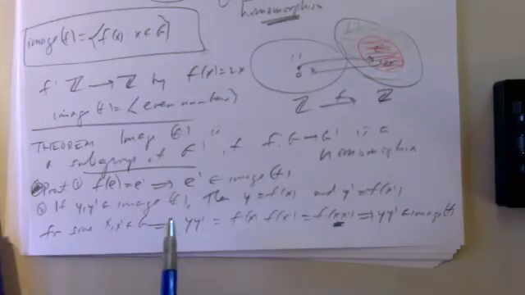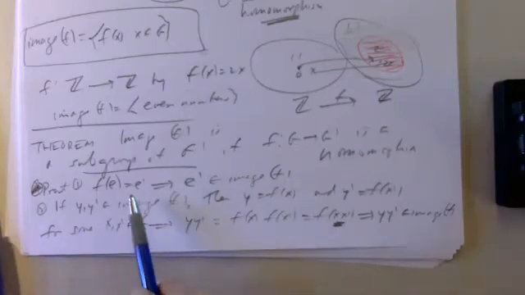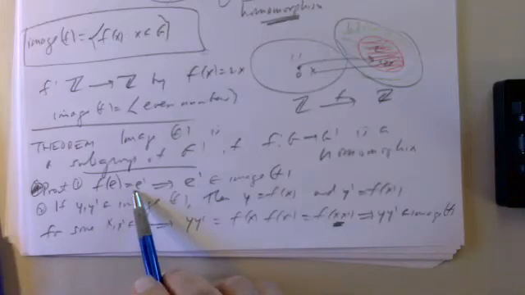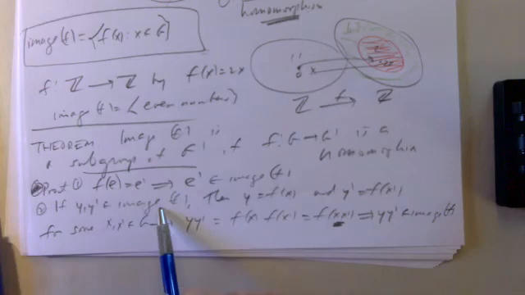So there are three properties that need to be checked if a subset of a group is a subgroup. It has to contain the identity, which the image of f does. It has to be closed under multiplication, which the image of f is. And it has to contain the inverse of each of its elements. So let me just prove that.